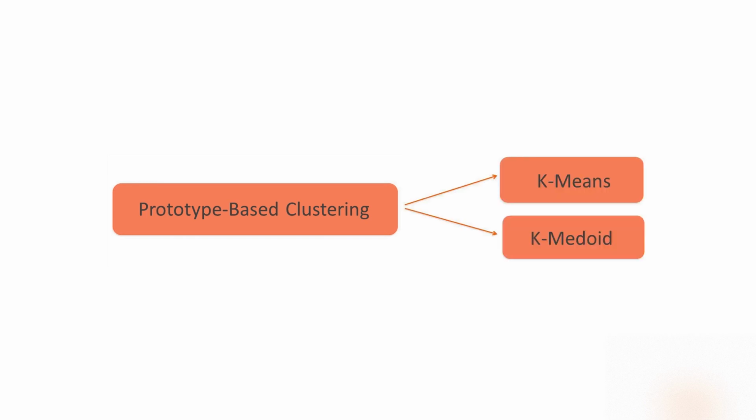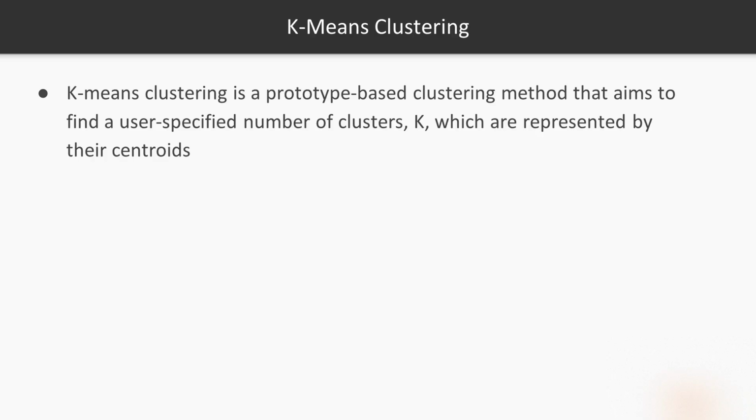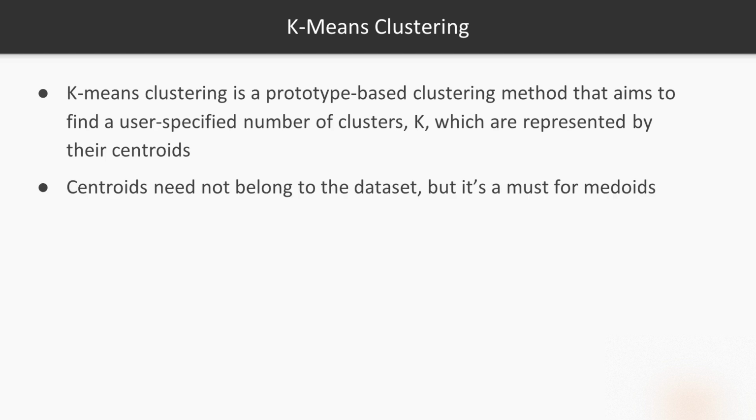Prototype-based clustering can be divided into two groups: k-means clustering and k-medoid clustering. In k-means clustering, we aim to find a user-specified number of clusters k that are represented by their centroids. In k-medoid clustering, the centroid is meaningless since the data is in categorical format. Thus, the most representative item in the cluster is considered as the medoid.